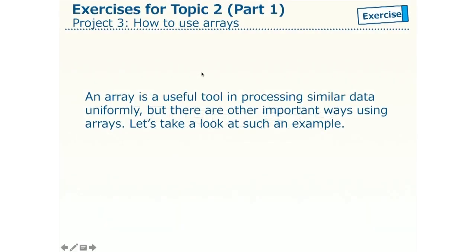Let us now consider the next problem of using arrays. Here we will learn about another important way to use the array. An array is a useful tool in processing similar data uniformly, but there are other important ways of using this. Let us take a look at such an example by thinking through the next problem in this exercise.